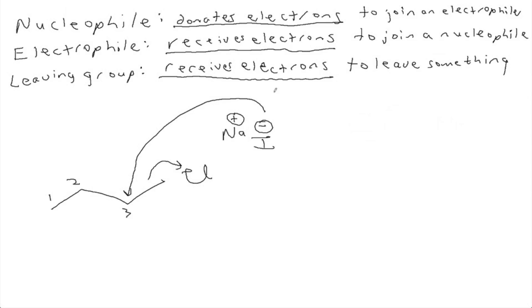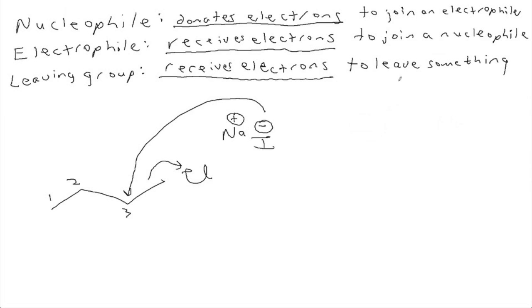Like I said, the first part of the definition is usually most important, but we need the second part of the definition or we couldn't see any difference between electrophiles and leaving groups. Electrophiles join something, but leaving groups leave something. An electrophile receives electrons to join something, but a leaving group receives electrons to leave something.